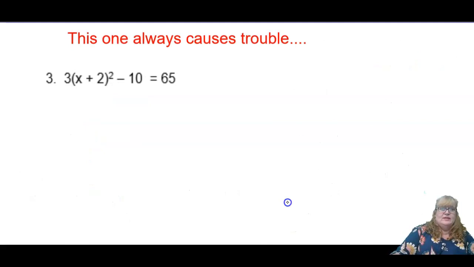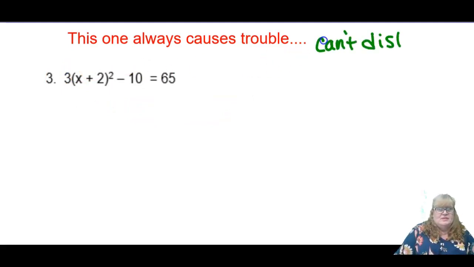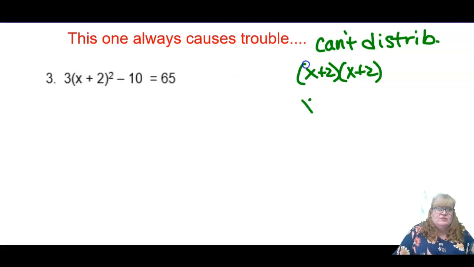Now, we have one more of these, but this is the one that usually gives students trouble because they want to distribute or something. You can't distribute because of that squared up there. You'd have to FOIL it all out first. So if I did this super fast, the long way, you'd have x plus 2 times x plus 2 would give me x squared plus 2x, and another 2x would be 4x, plus 2 times 2 is 4.